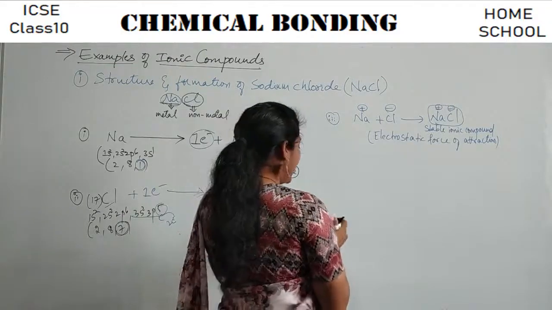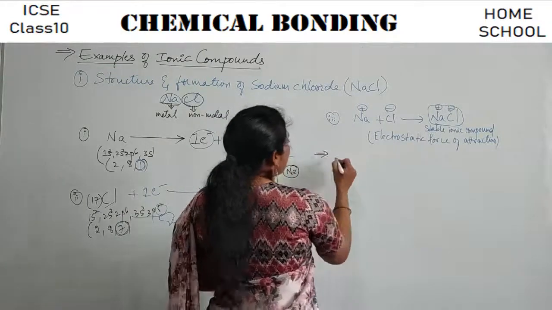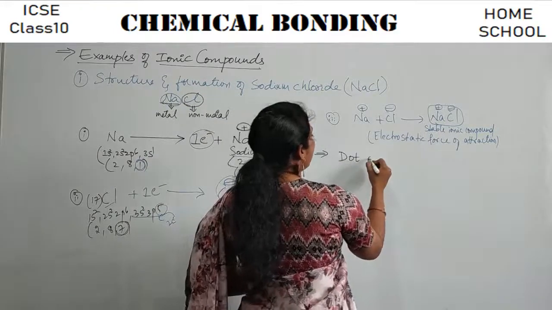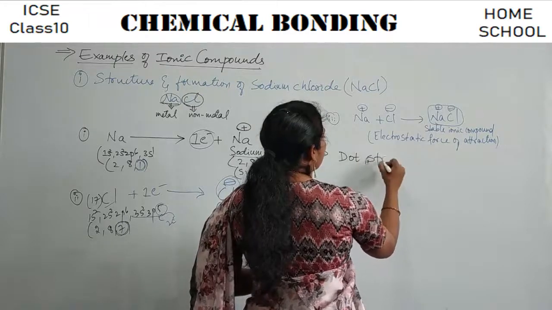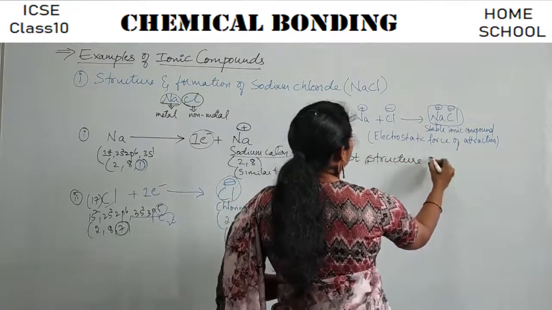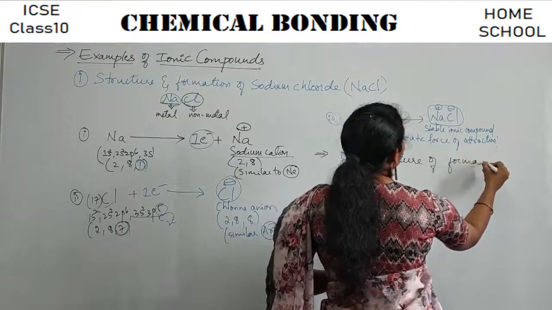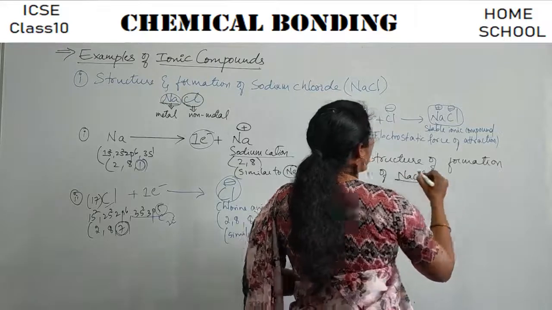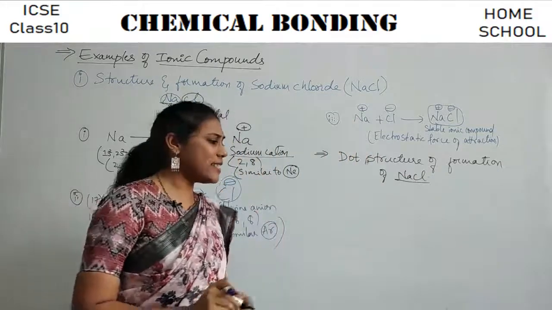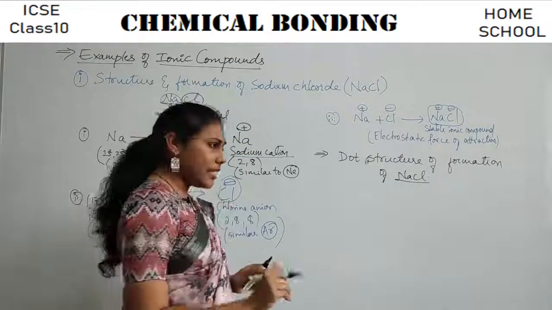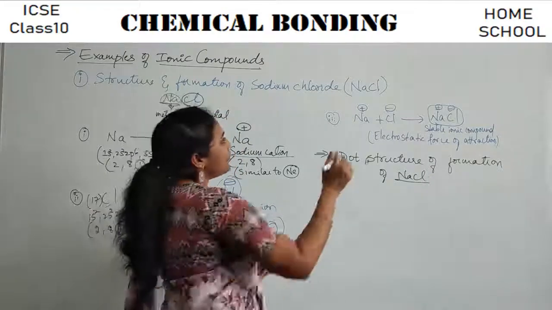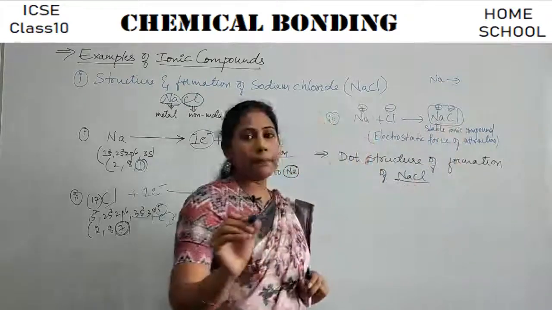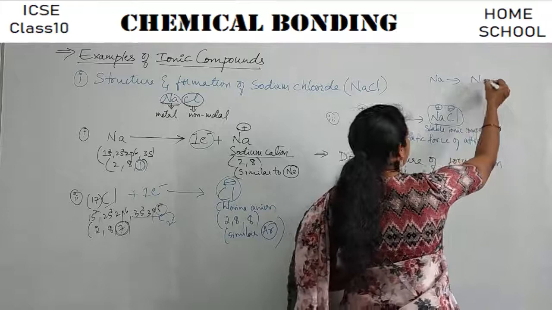And now the very important thing in your syllabus is the representation of a dot structure. So how do you write the dot structure of the formation of NaCl? What do you mean by dot structure? See guys, dot structure is very simple. If I have to write the dot structure of sodium, we have to write its symbol, that is Na.